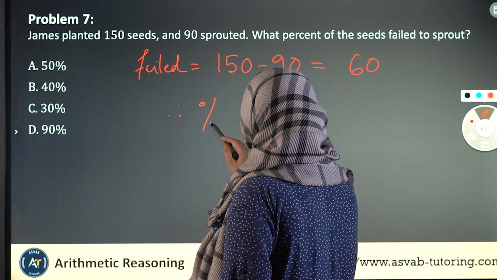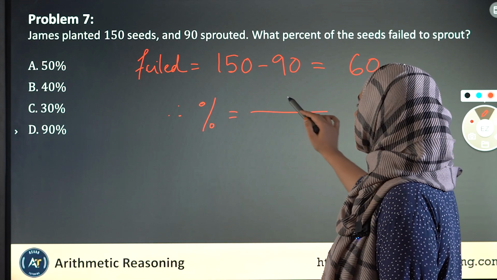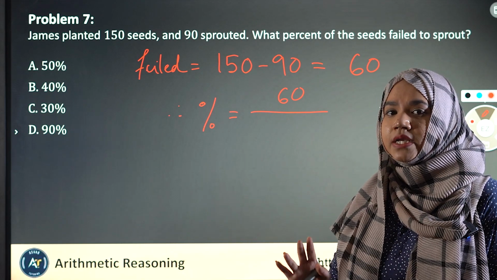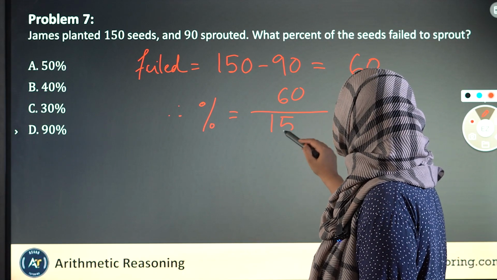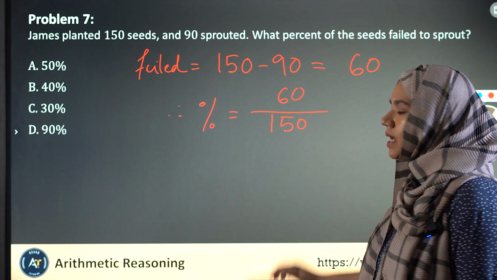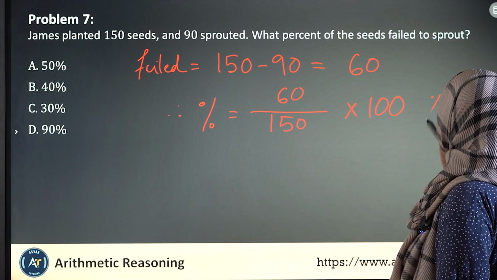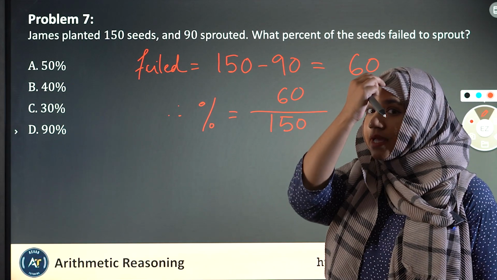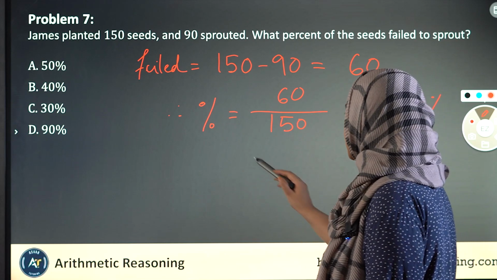So for any percentage-based math, whatever the question says is going to be the numerator. So fail to sprout is going to be the numerator. And the denominator is always going to be the total number. So the total number here is 150 seeds. So it's going to be 150 in the bottom. And then we are going to multiply it by 100. And just put the percentage sign as it is. Don't put it in your calculations, by the way. It's just going to be there because we need to find out the percentage, right?